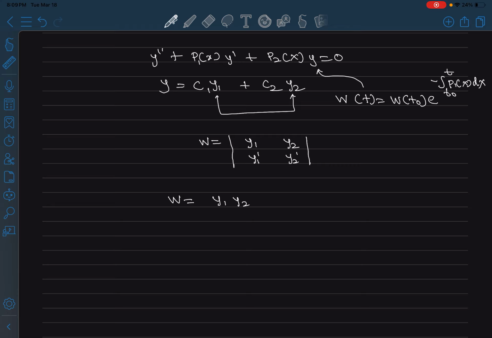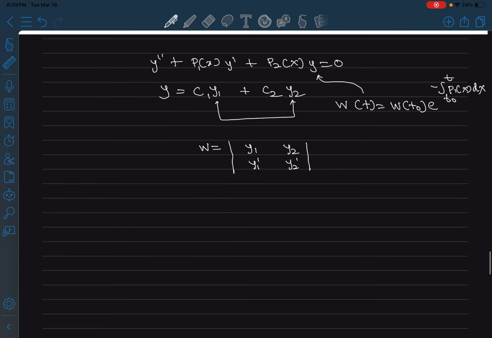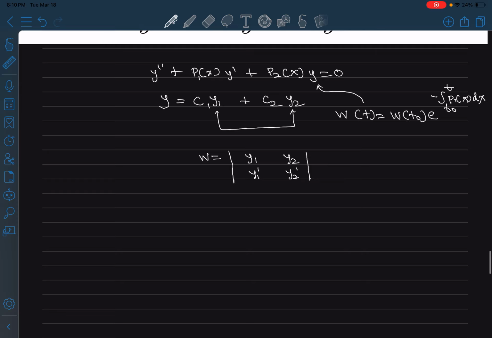So we see that the Wronskian is actually this determinant, y1 y2 prime minus y1 prime y2. Now what I will try to do is find the derivative of this determinant. To find the derivative, I can use this expanded form as well, but there's an easier version if I try to do it directly. There's a formula, I forgot the name, but there is a formula.